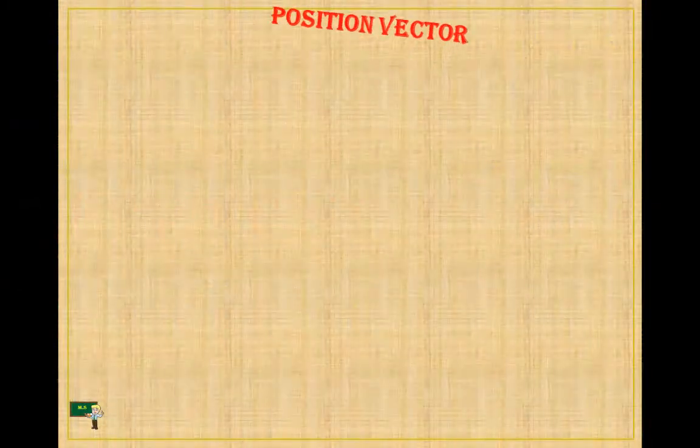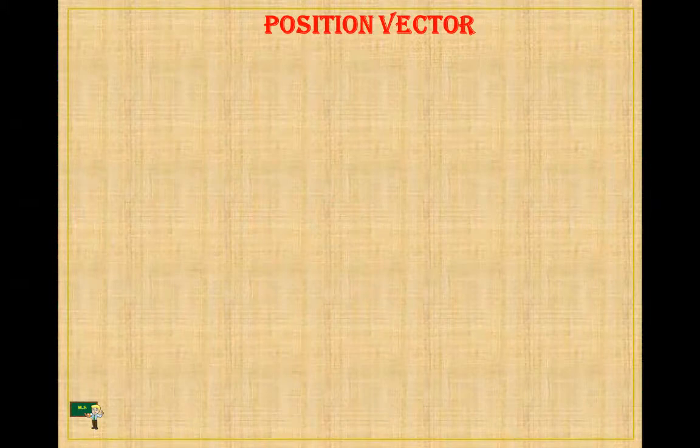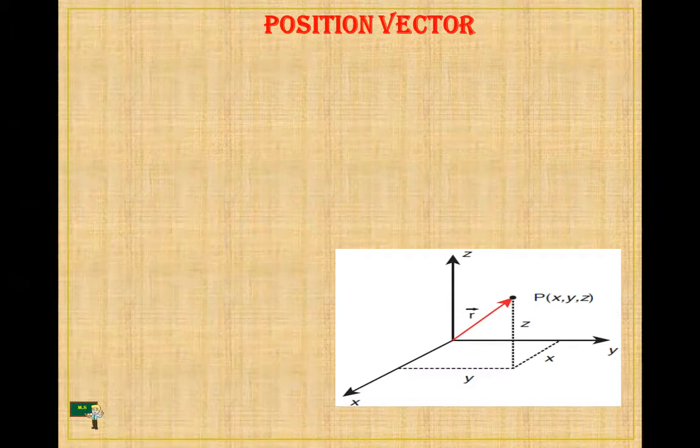Let's see the position vector first. What do you mean by this position vector? See, in this picture you can note there are three axes, x, y and z, all three merged or connected at one point. This is the position called P, with x, y and z in the position P.